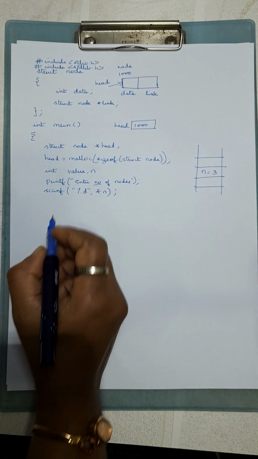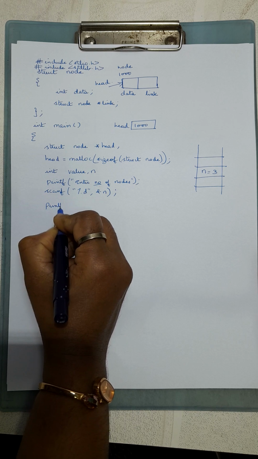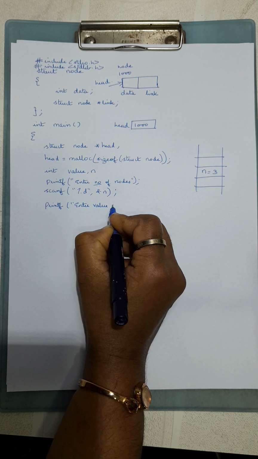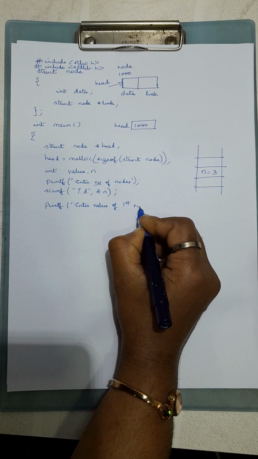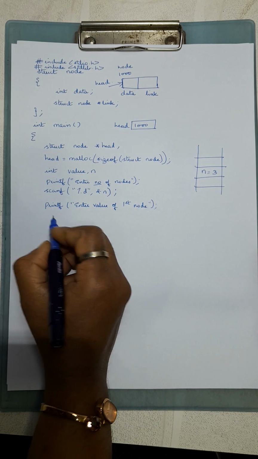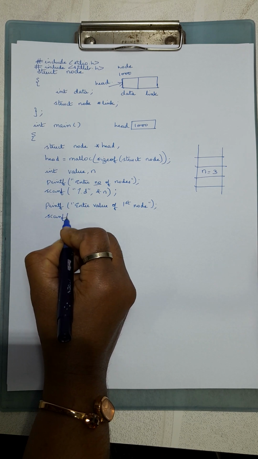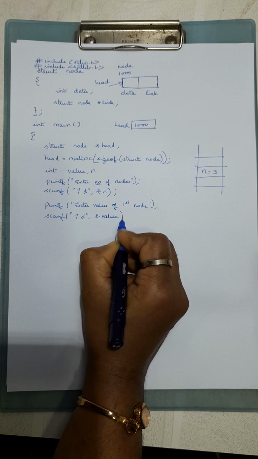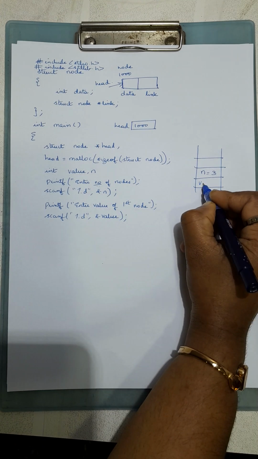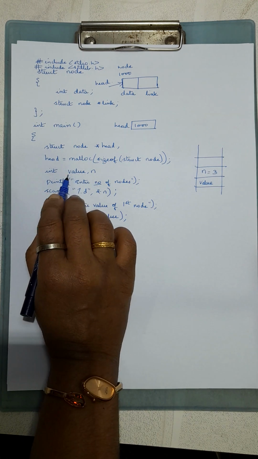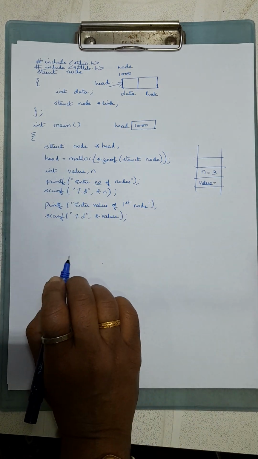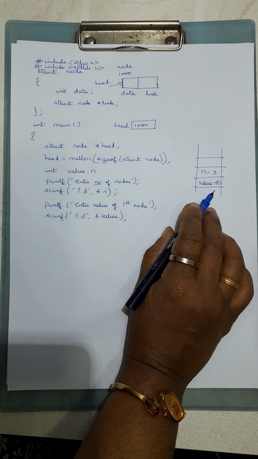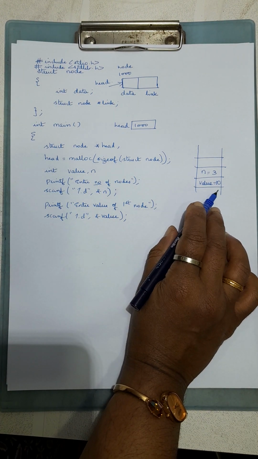Now let me add values to the first node. So printf "Enter value of first node". Okay, so scanf %d, address of value. Let me put the value that is read from the user in the variable value. So value is also declared after this line. Assume that I'm entering 10. Now value has 10. The variable value will have 10 in the memory.